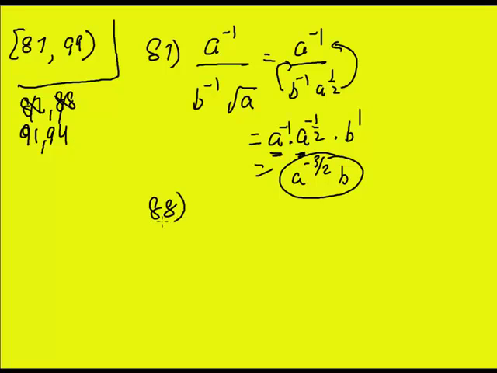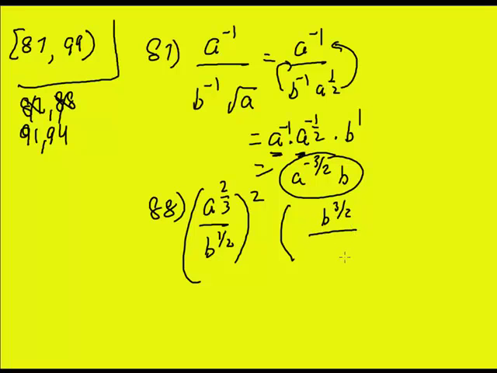88. We have a to the 2/3, all that over b to the 1/2. And that is going to be raised to the second power. And we'll multiply that by b to the 3/2.